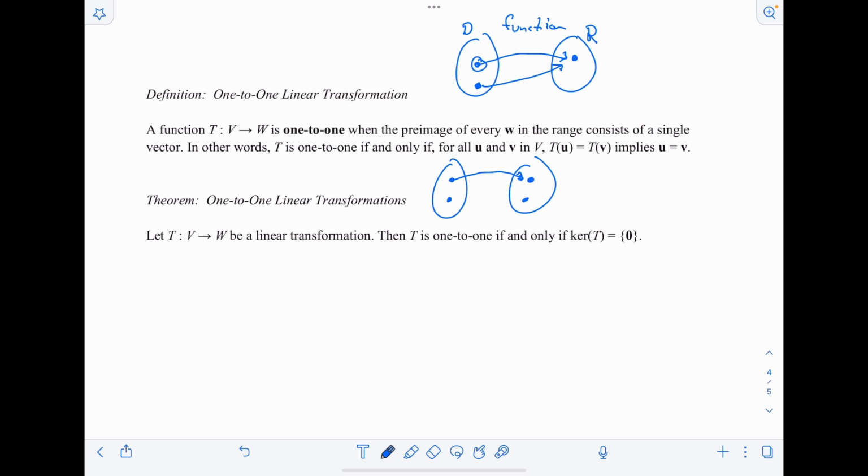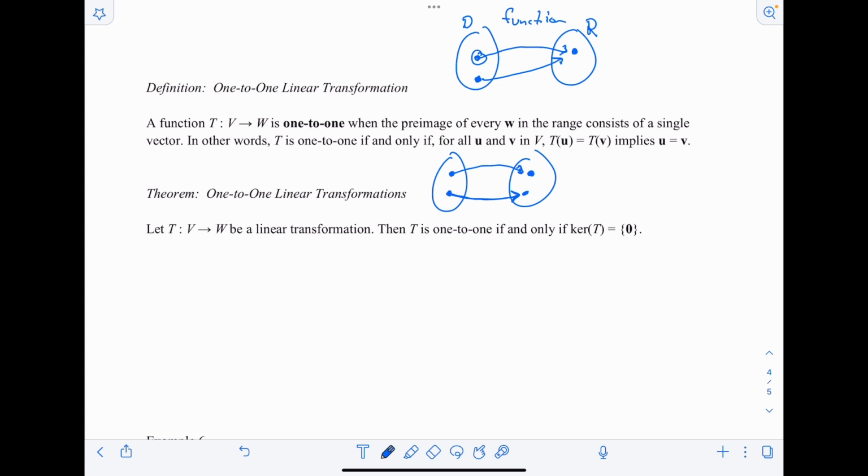That value has to find a different point to map to. So in the vocabulary of what we're talking about here, every preimage is going to map to a unique image. Okay? No two preimages will map to the same image, is basically what this is saying.